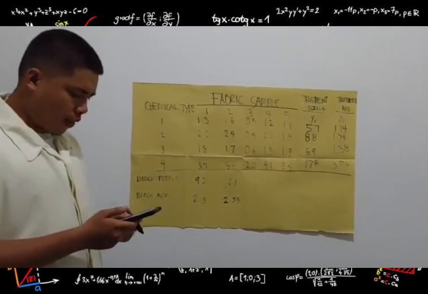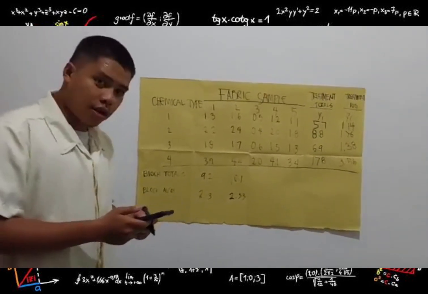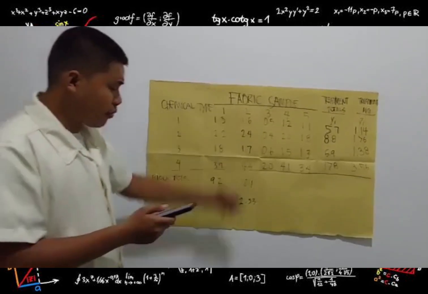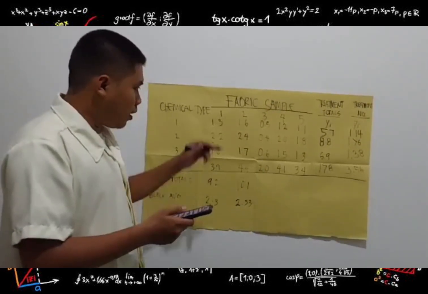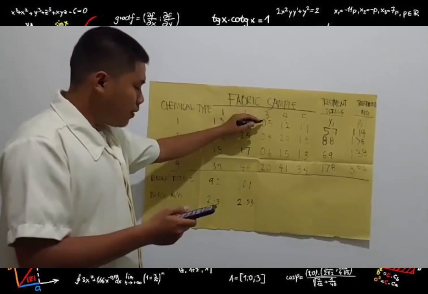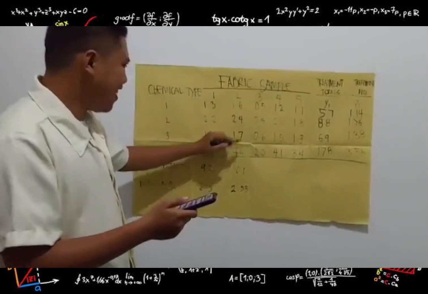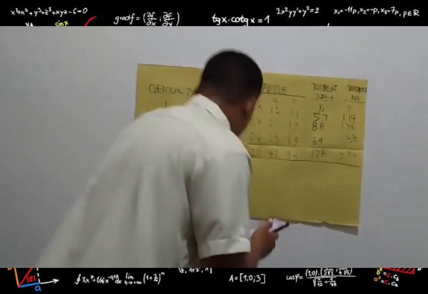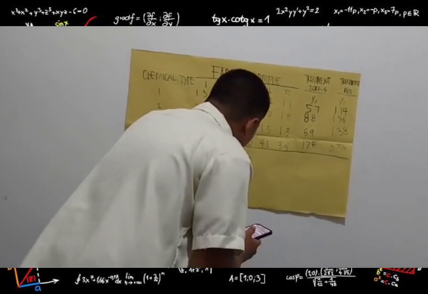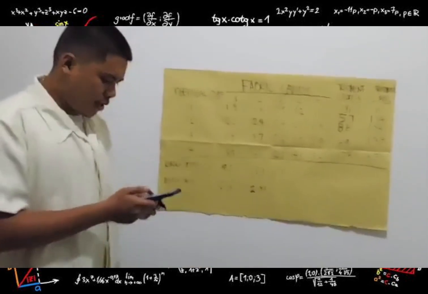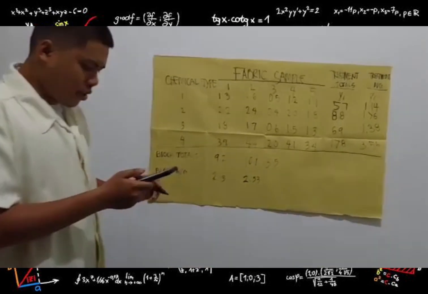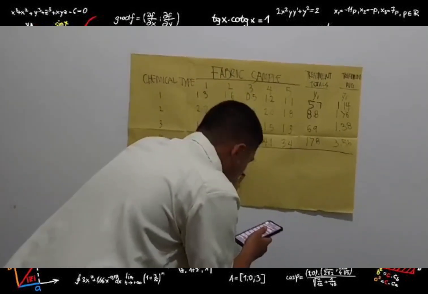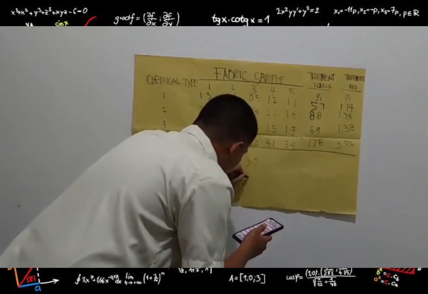And fabric sample number 3, oh, it's getting hot. We add the fabric measurements, which is equal to 3.5. Yes, 3.5. And its block average is 0.88.